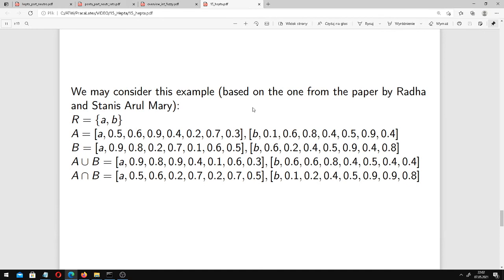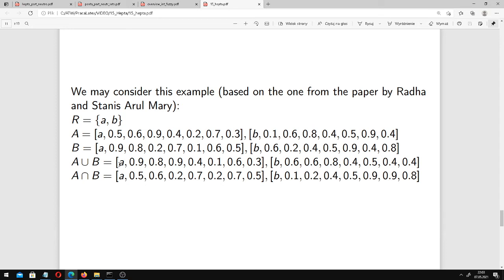We may consider this example, a simplified version of the example presented by Radha and Stanis in their paper. They used a universe with 3 elements. We used only 2, namely a and b. And here's our heptapartitioned set A. Now, its functions for element a and for element b. And here's our heptapartitioned set B. Its functions for a and b. And here we have union and intersection.